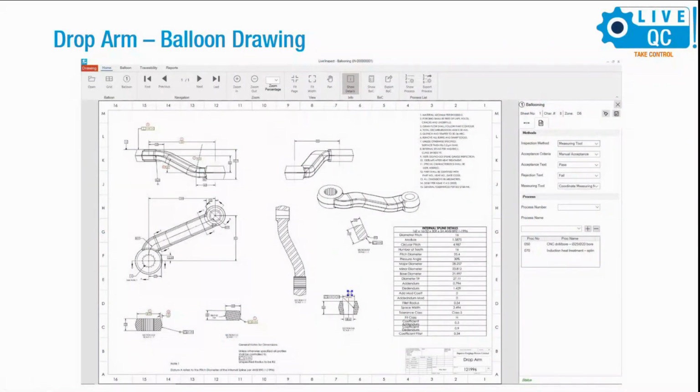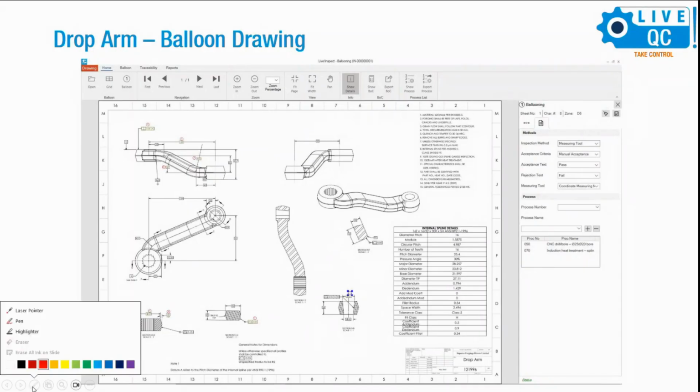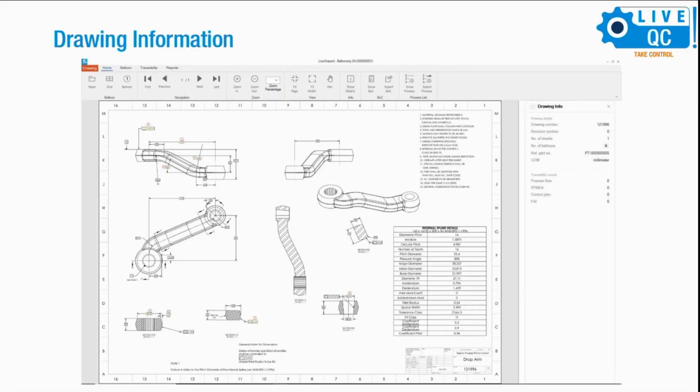Now the process number is coming on the right side. Hold on, let me highlight it. The process is coming on the right side, right there. For every one of the balloons, we are putting the process over there. Then the drawing information. The process has not been tied. The PFMEA has not been tied.